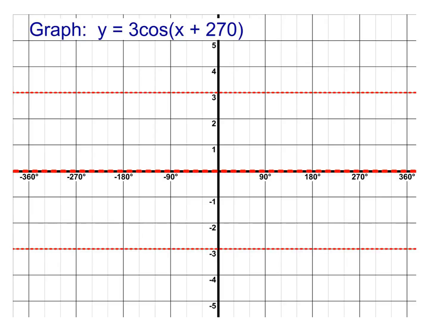All right, from there, you don't actually need to know a whole lot more to finish off this graph. There's basically 2 things. The first of those is, what's the 270 doing? It's moving it which way? Up, down, left, or right? Left. It's in with the x, so it's going left. And the other thing that we need to know, where does cosine start? Does it start at the top, the middle, or the bottom? The top. So that means I go left 270 and put a point at the top.